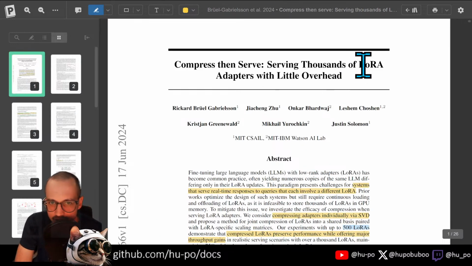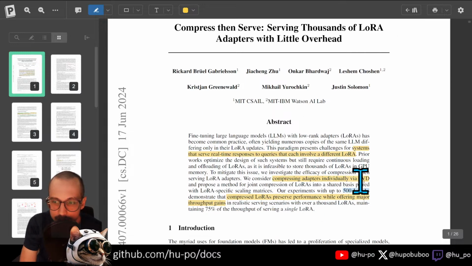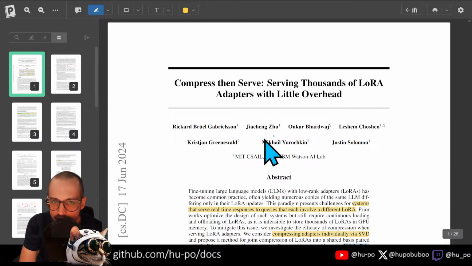LoRAs are kind of different. You can combine LoRAs with quantization, and we read papers where you can use LoRAs to make up for some of the loss in performance that you get from quantizing a model. I don't know if I've seen a lot of papers where they quantize the LoRAs themselves, but that's kind of what they're doing here. They're kind of compressing the LoRAs.